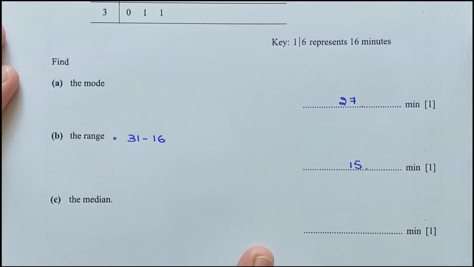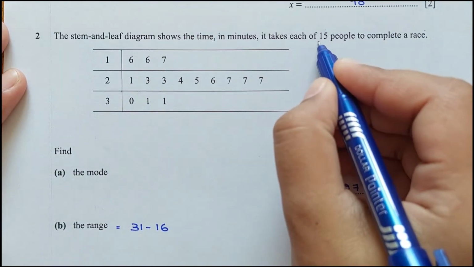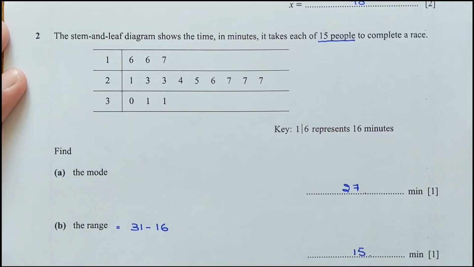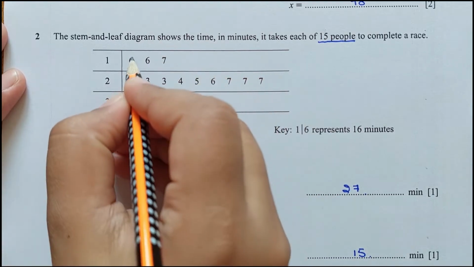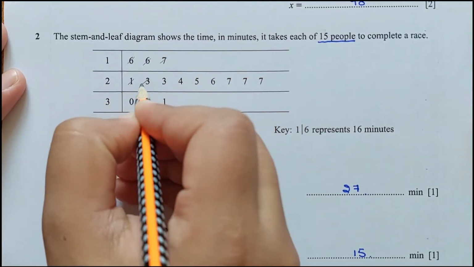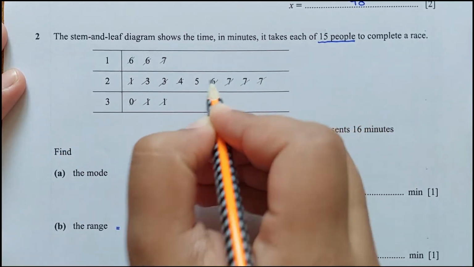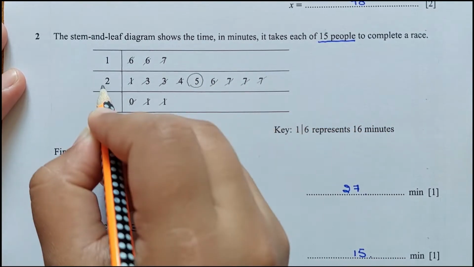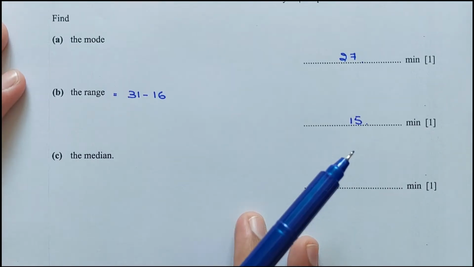Now for part C, the median. Median is the middle value of the data. Since we have 15 people who completed the race, we have to find the middle value of 15, which means 7 on the left, 7 on the right. So 1, 2, 3, 4, 5, 6, 7. The middle one is 5 and it comes with 2. So 25 minutes is the median, the middle value of the data.